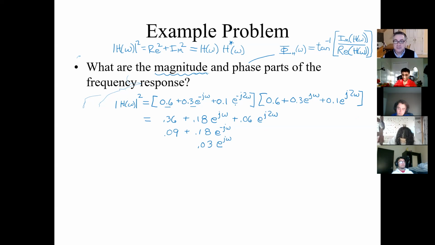Okay, 3 terms left. So this guy multiplying here, that's going to give me 0.06 e to the negative j2 omega, which is going to match up with that guy nicely. This one is going to give me 0.03 e to the negative j omega, which is going to match up with the one on top of it nicely. And then the last one is going to be 0.01, and then the two j omega terms are going to cancel out. And so that one is going to go in this column.